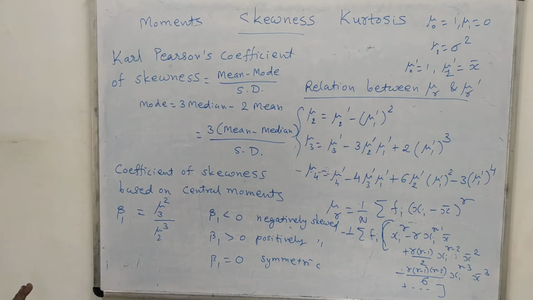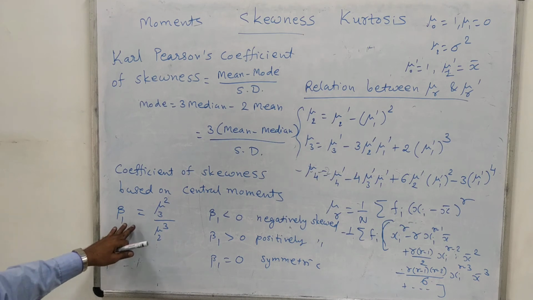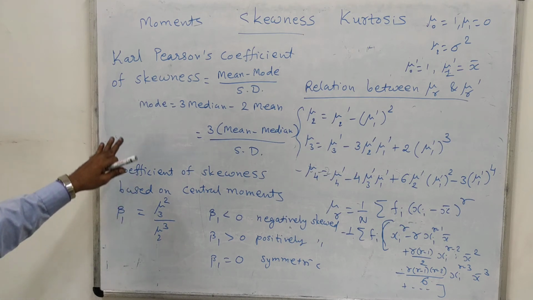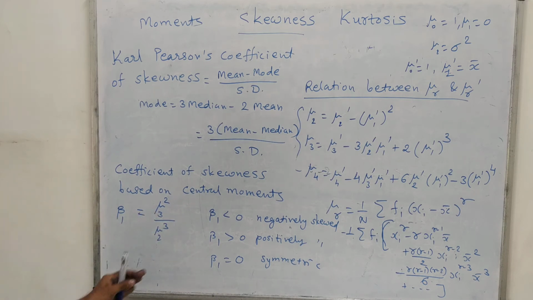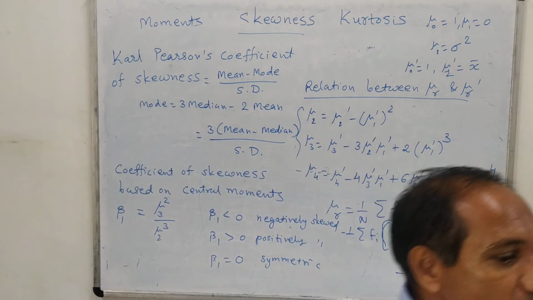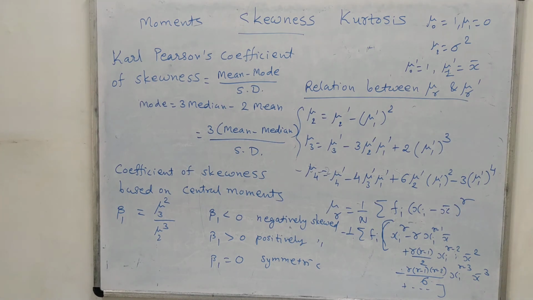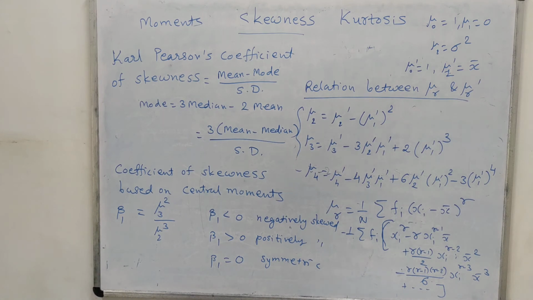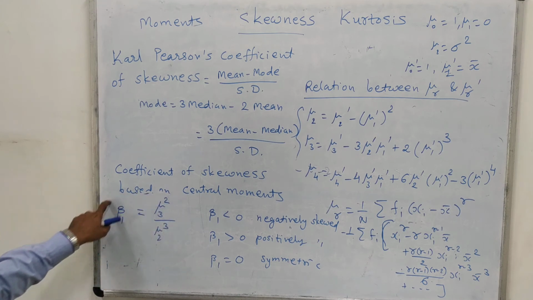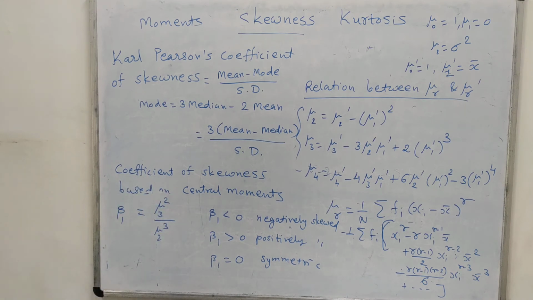So you may be asked to find the coefficient of skewness based on central moments, and you can use this formula, and based upon its sign you can say whether the distribution is negatively skewed, positively skewed, or distributed symmetrically. This is very simple to remember. You must remember this formula, because we will make use of it repeatedly.